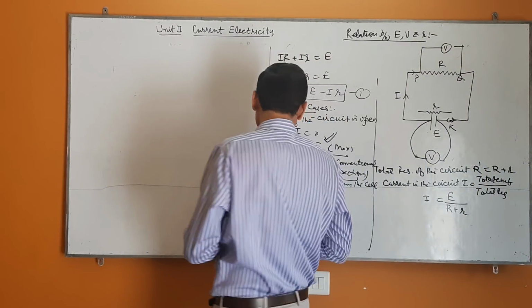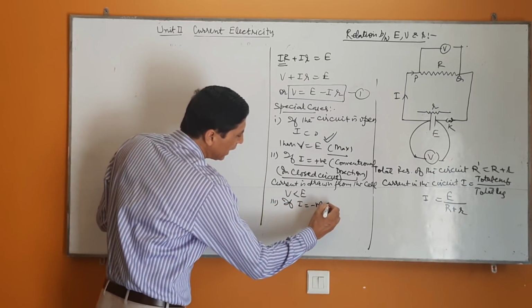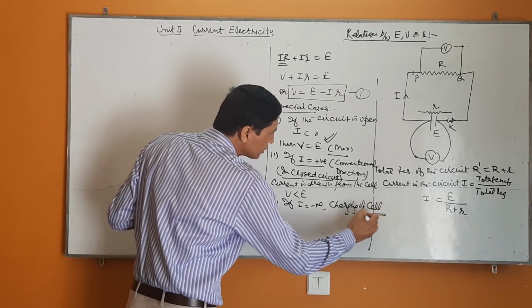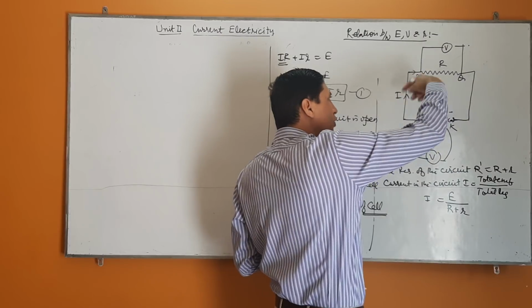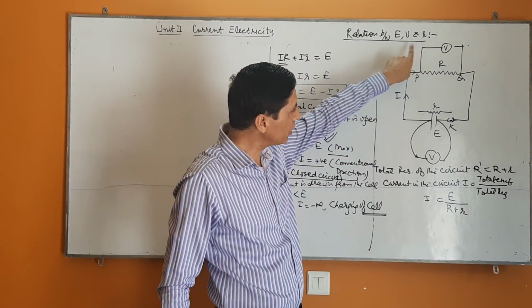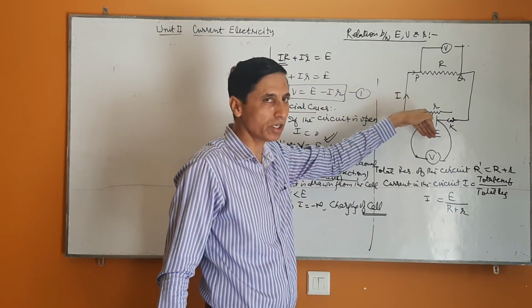Okay, one more case is possible: if I is negative. Negative means charging of the cell. When the cell is charged, the direction of current is reversed. You have to take another charger or another cell which will charge this cell, so current is not drawn from the cell but the current is introduced inside the cell.